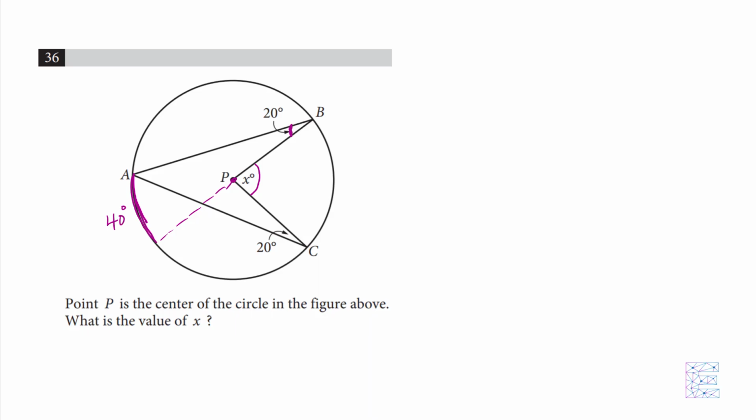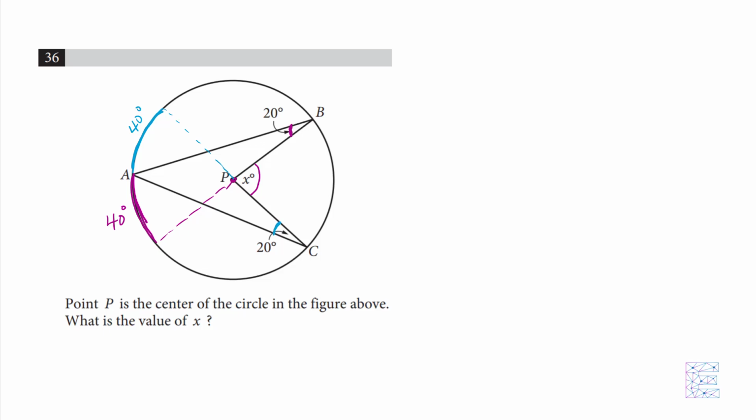Now, we can actually do that for the other line as well. If you took line CP and you extend it all the way out, you will see that there's this arc that's formed right here. And because this angle is 20, that same rule applies. The arc compared to the angle that it comes from is double, so that's going to be 40 degrees also.